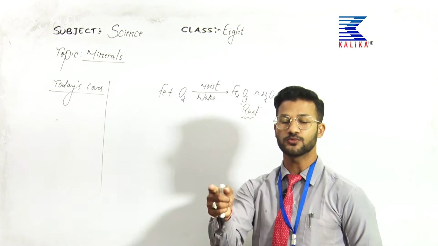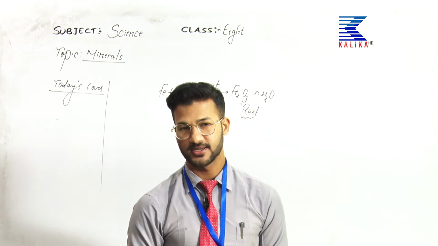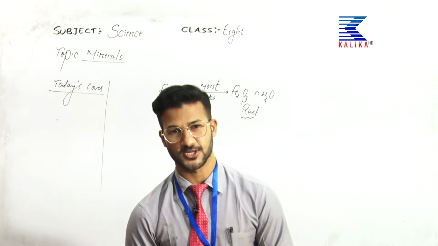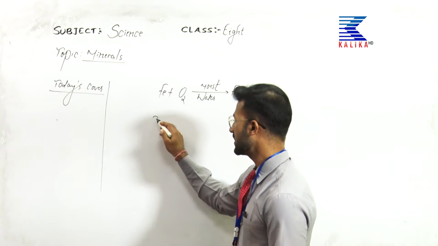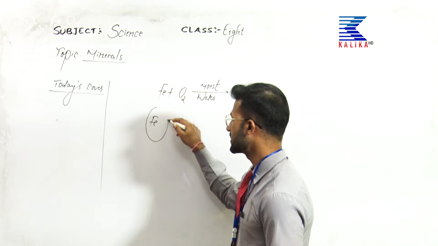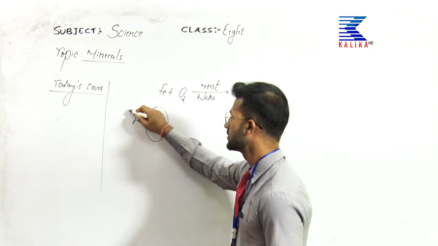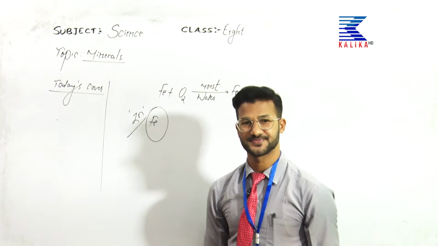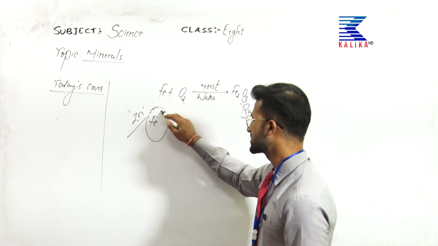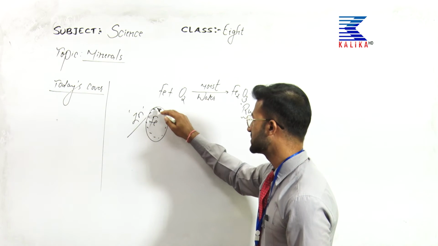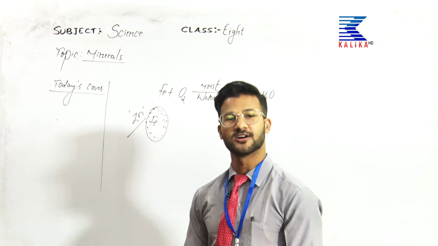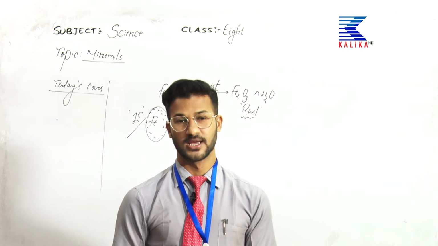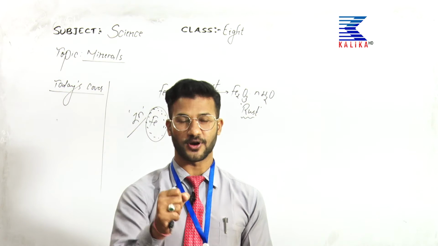Then what should we do to make it rust proof? Of course, zinc is the solution. If we use zinc to coat the outer surface of iron, meaning when its outer surface is coated with zinc, then it is called amalgamating of iron. That protects iron from being rusted.